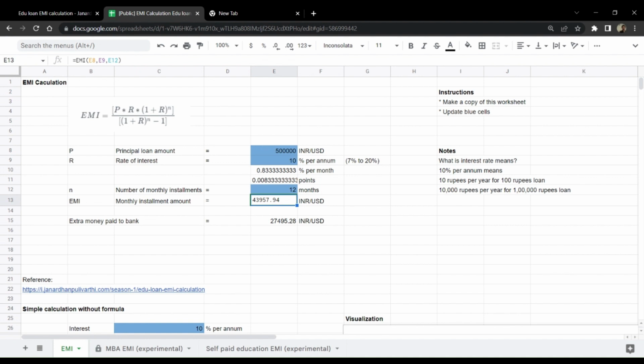For example, we took a loan of 5 lakh rupees. So how much EMI are we going to pay? It is about 44,000 per month to repay. And at the end of the year, we are paying 27,495 rupees extra to the bank.